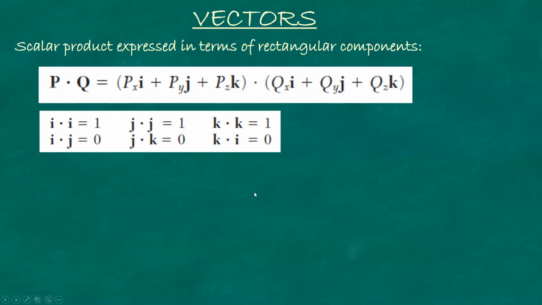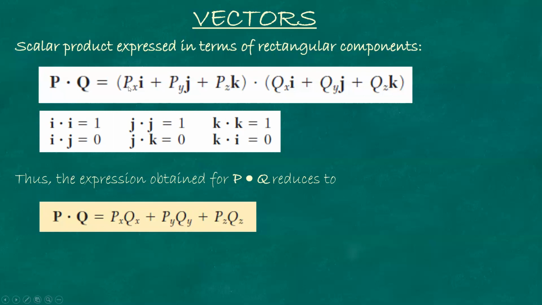So kung mag-perform ko that product, tulo na lang ka terms. PXI dot QXI. Kaya ang I dot I 1. And then PY o QY. And then PZ o QZ. Puro na sila 1 tanan. The rest is 0 naman. So, yun nila ang resulta pag dot product.